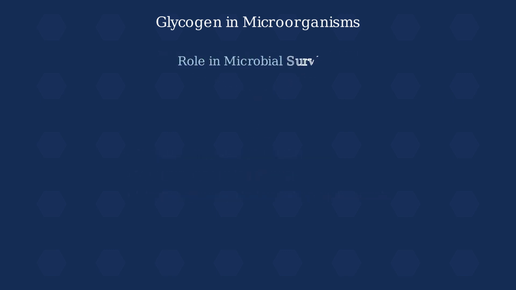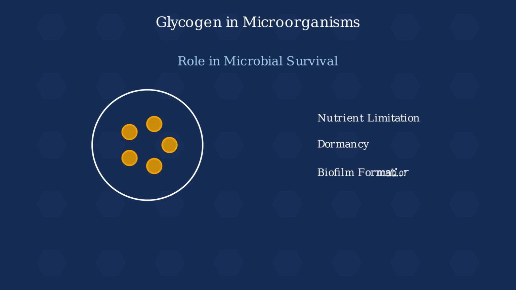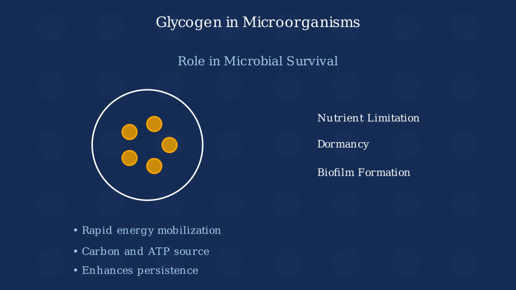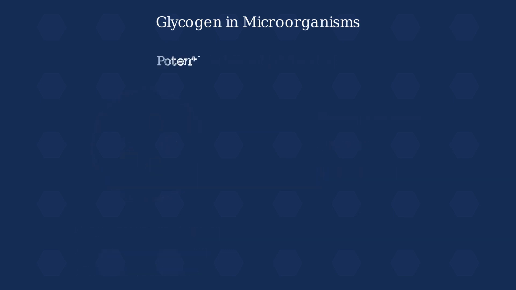Glycogen plays a crucial role in microbial survival during adverse conditions. Microorganisms store glycogen as a survival strategy for periods of nutrient limitation, dormancy, and during biofilm formation. Glycogen provides a rapidly accessible energy reserve, serving as both a carbon and ATP source that enhances microbial persistence in challenging environments. The essential role of glycogen in bacterial survival makes it an attractive target for new antimicrobial strategies.